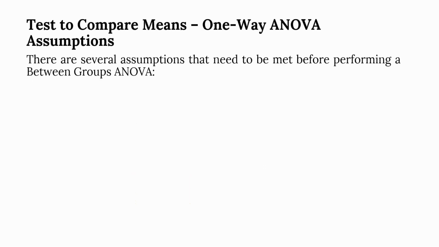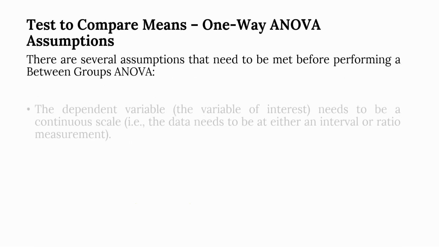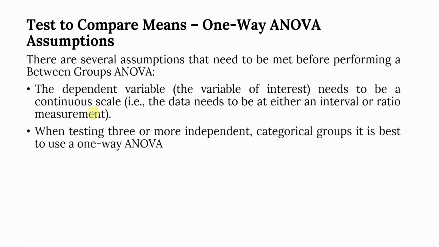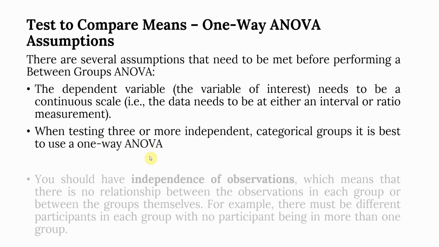Now, what are the different assumptions for one-way ANOVA? The dependent variable, that is the variable of interest, needs to be on a continuous scale, that is, it is measured either on interval or ratio scale. When testing three or more independent categorical groups, it is best to use one-way ANOVA.